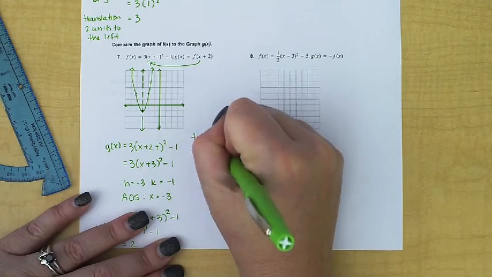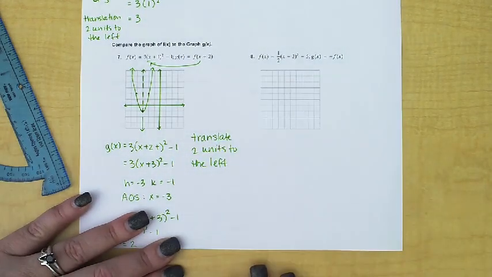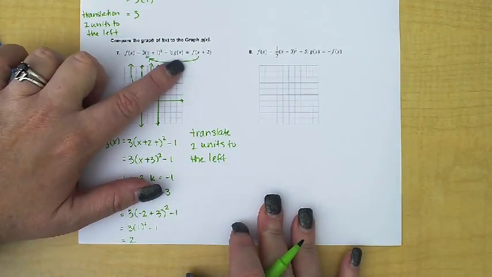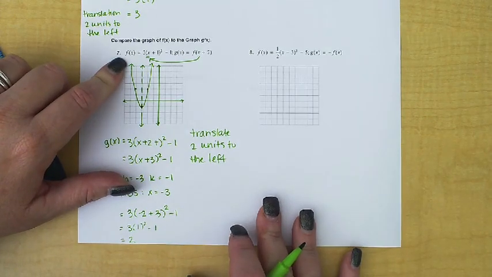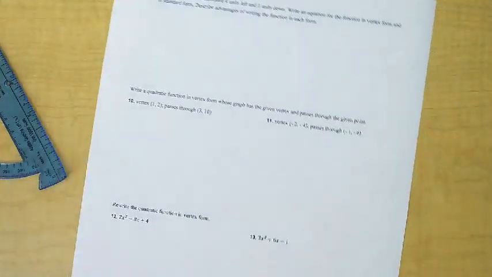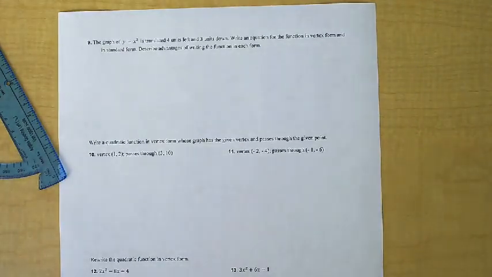2 units to the left. And that is based on g of x in relation to f of x. Let's move on to number 9 and talk about that one.